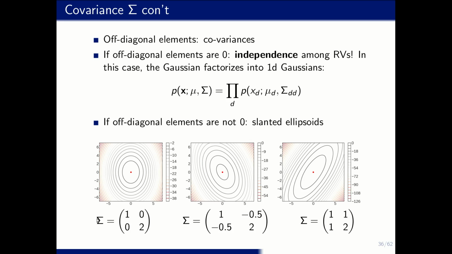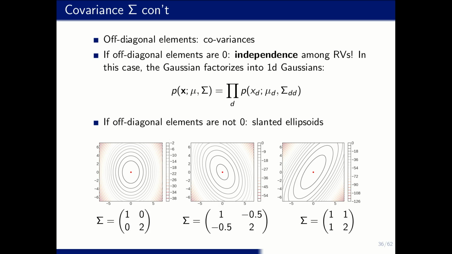Again, here in this example, we have a covariance where the off diagonals are 0, and we see this ellipse is axis aligned. And if we now change the off diagonals here, for example, to -0.5, then we see the ellipse gets slanted towards the left. And if we change it, for example, to something positive like 1, it gets slanted to the right.